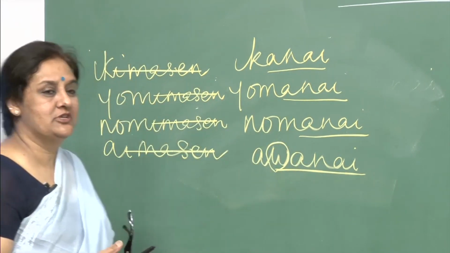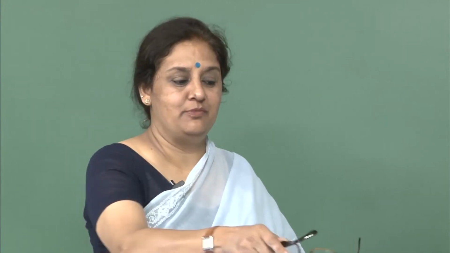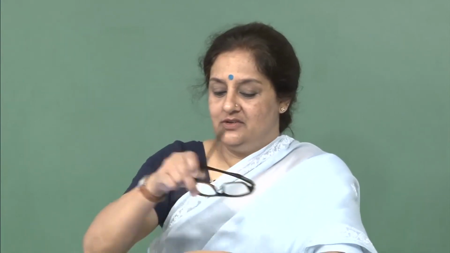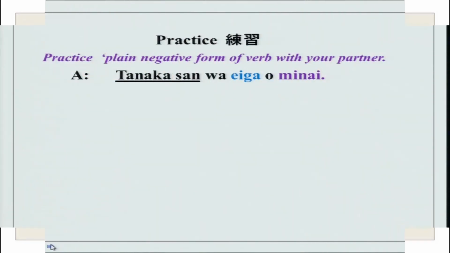So, there are exceptions in group 1 which you have to keep in mind all the time and make your negative plain form accordingly. Some of them are listed over here, you can practice them on your own at home, and I am sure you will be very comfortable soon with the plain form. Now, how do you practice? How do you use it?